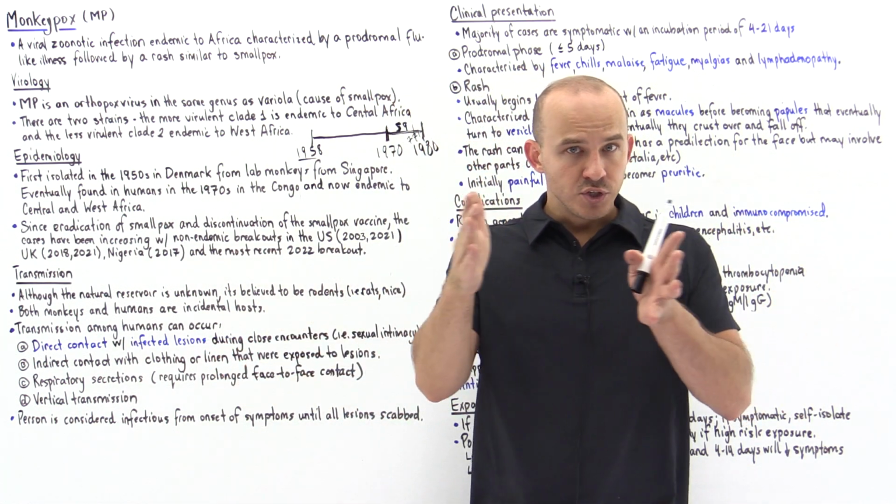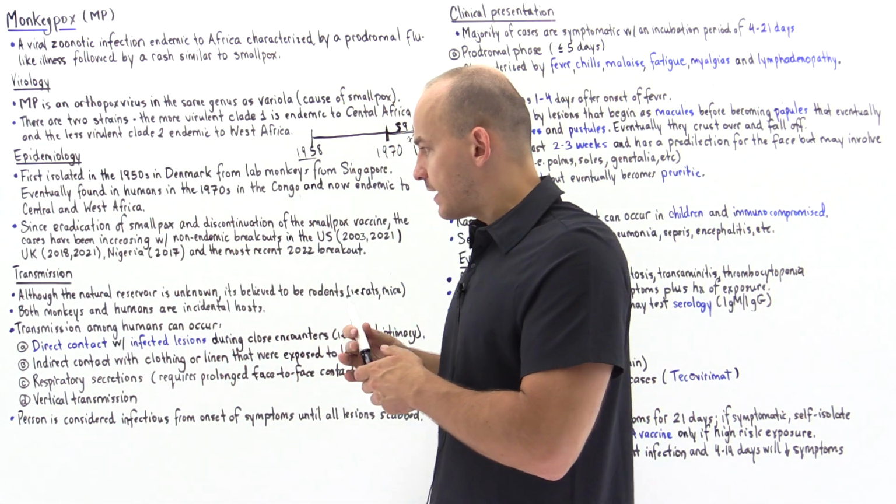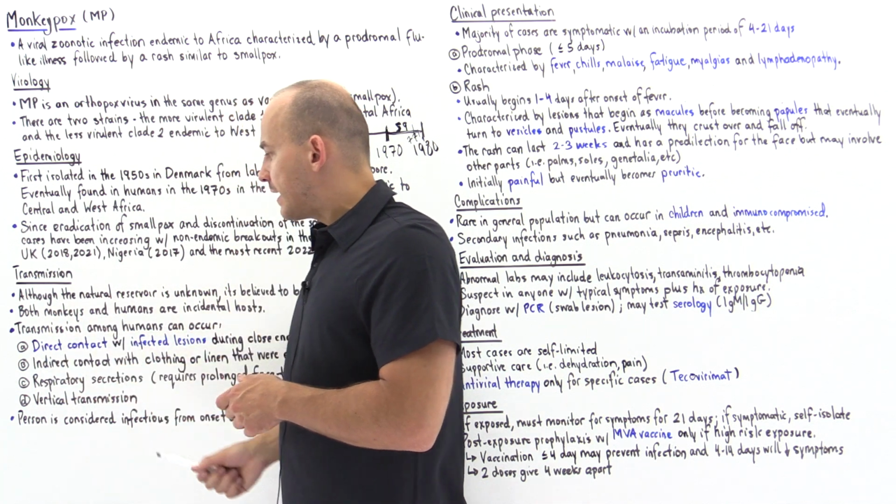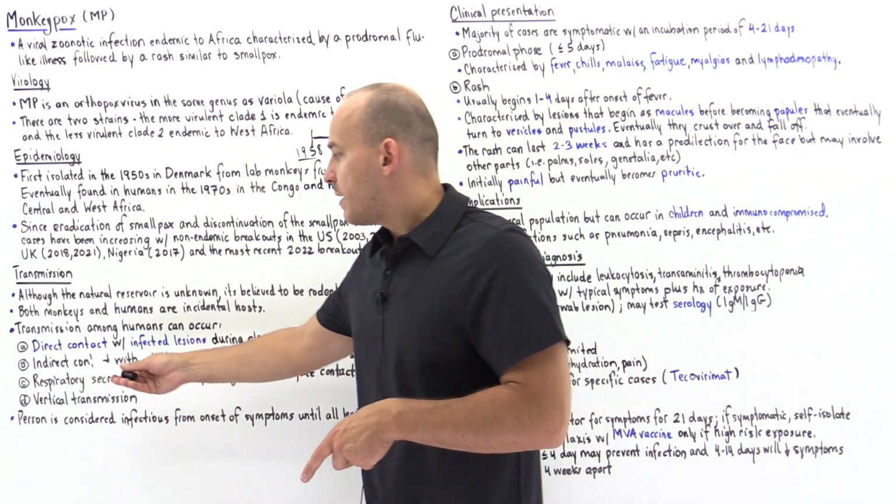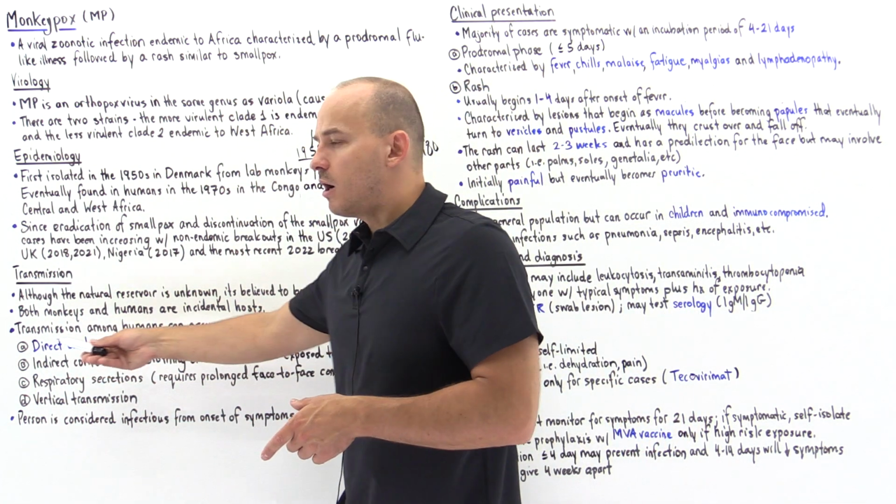So there's human-to-human contact to cause infection. So we can become infected via direct contact, and this is by far the most common mode of transmission.